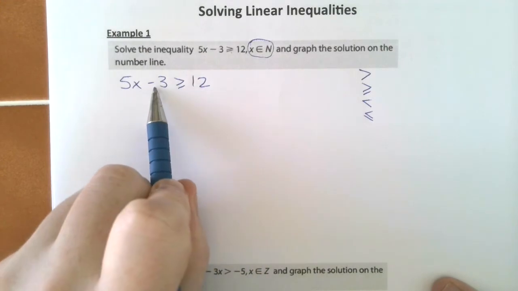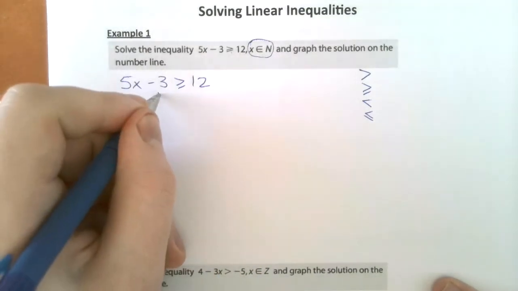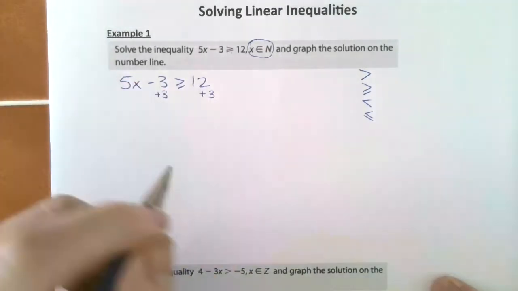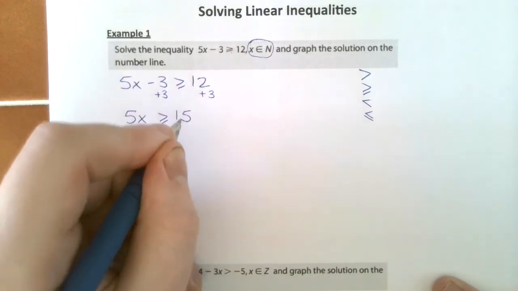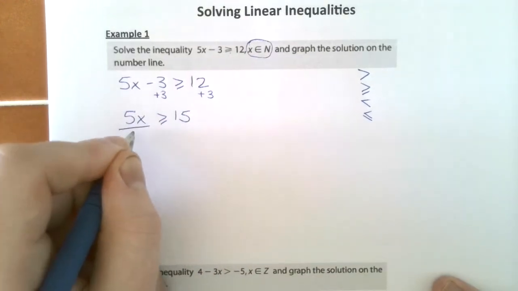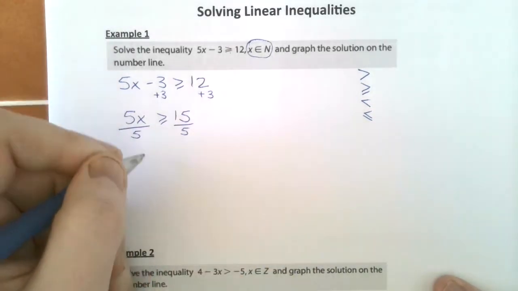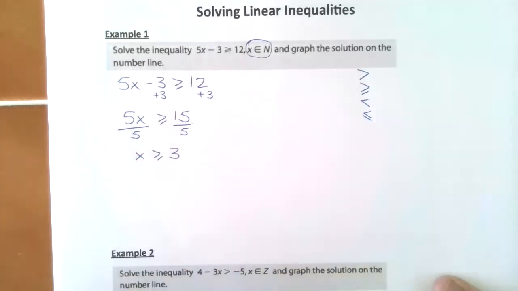Solving this equation, what we normally do, we need to target this minus 3 and try to get rid of it. In order to get rid of it, I'm going to plus 3 on the left and I'm also going to plus 3 on the right. So then I've got 5x is greater than or equal to 15. Then I've got 5 in front of the x, so I want to get rid of that by dividing by 5 on both sides. 5 divided by 5 is 1, so x is greater than or equal to 3.